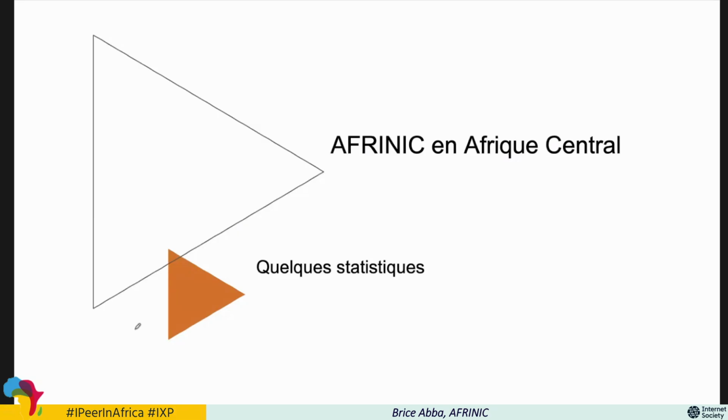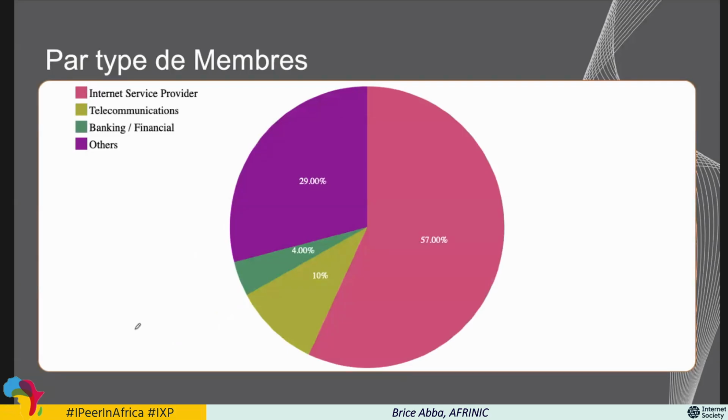So just to talk about what we have in Central Africa in terms of resources and members. You've got 57% of members in Africa who are ISPs. Then you have 10% telecommunication members, 4% banking and financial members, and 29% of members in the category of others: businesses or other members. It's important to realize that you have to be an organization to be a member of AfriNIC, not an individual. So AfriNIC is only open to organizations and businesses, and you have to prove that you interconnect networks in Africa.